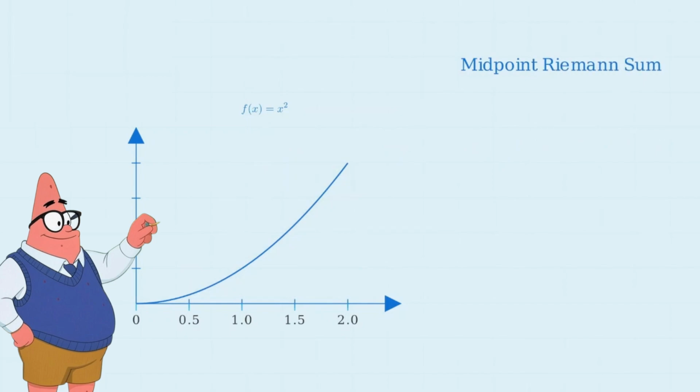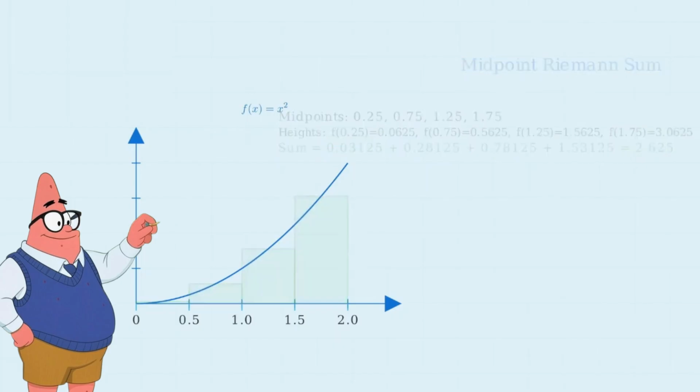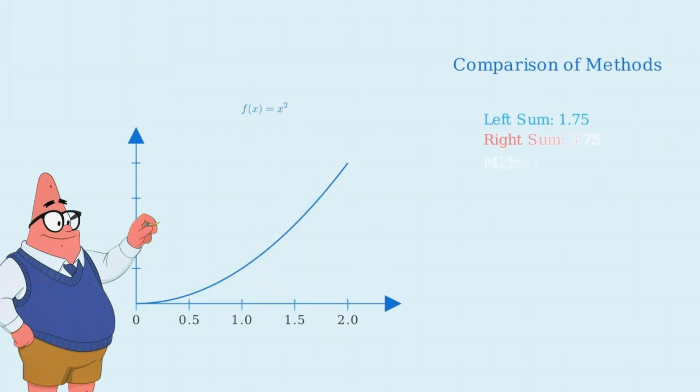Finally, the midpoint Riemann sum uses the midpoint of each subinterval. For the midpoint sum, we use midpoints 0.25, 0.75, 1.25, and 1.75. The heights are approximately 0.0625, 0.5625, 1.5625, and 3.0625. This gives us a midpoint Riemann sum of 2.625. Comparing our results, the left sum gives 1.75, the right sum gives 3.75, and the midpoint sum gives 2.625.